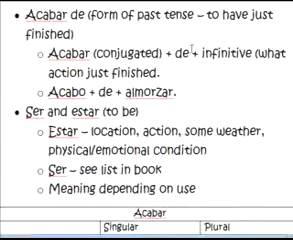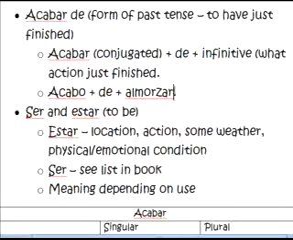So acabar is conjugated. The word de does not change. The structure has to be acabar conjugated, the word de, and then whatever action that you just finished, whether it was eating, sleeping, running, drinking, talking, whatever that is, that stays in the infinitive form.